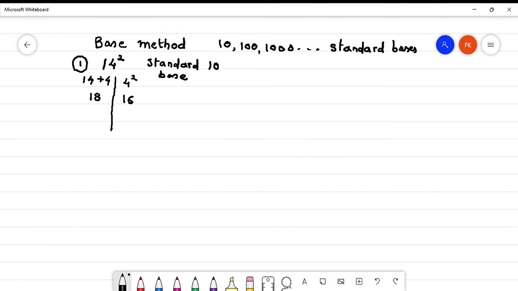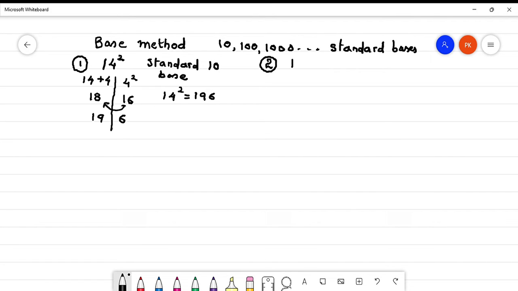And now since the base is 10, I'll keep only one digit on the right hand side of the partition. The remaining excess digits I'm going to carry forward to the left side. So 18 plus 1 is 19 and 6, and hence 14 square is 196. Let us take one more problem. Say I want to find out 18 square.